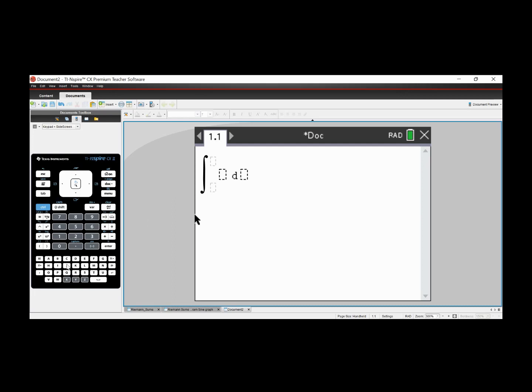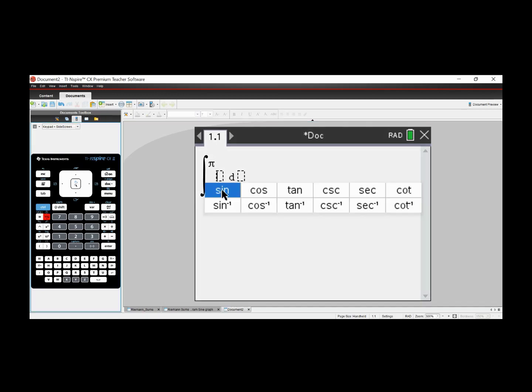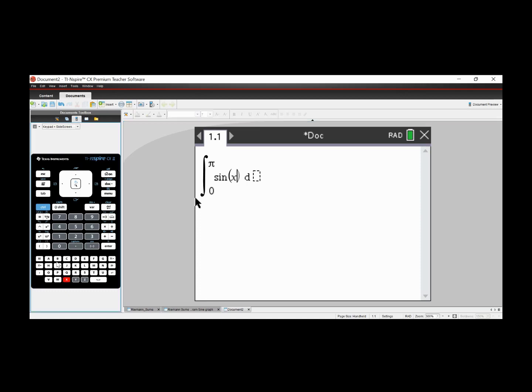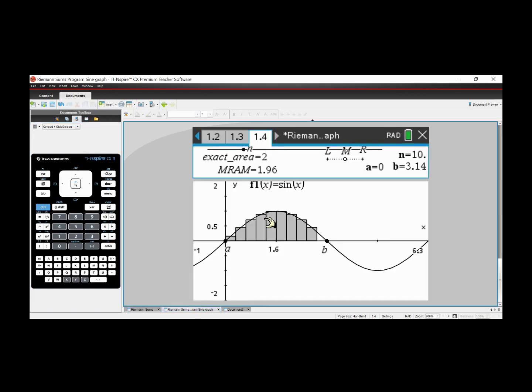So we're going to go from 0, and we're going to tab to pi. And then we're going to tab, and put in our trig function, sine of x, close the parentheses, tab, dx, and we hit enter, and we get the value 2. Awesome. Okay, now that was from 0 to pi. And if we look at that graph, from 0 to pi, we got an area of 2.